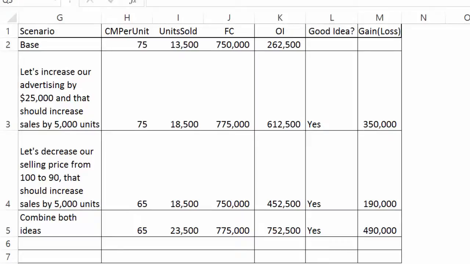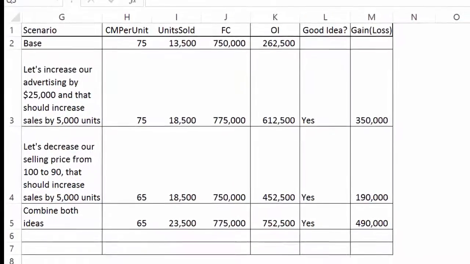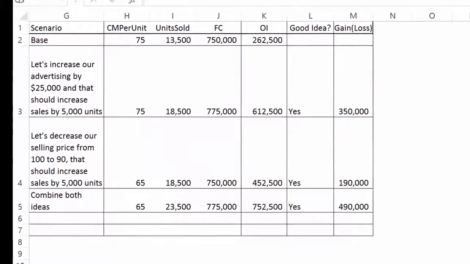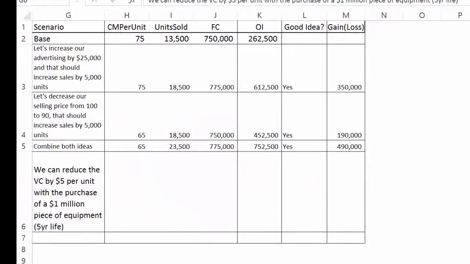There are a lot of different ways that you can shift fixed costs to variable costs or vice versa. For example, we believe that by purchasing a $1 million piece of equipment with a 5-year life, we can reduce the variable cost of our product by $5 per unit. Let's see how that affects things.